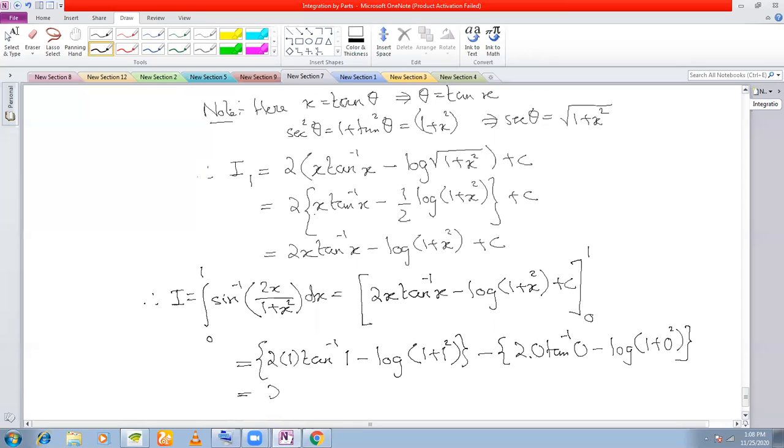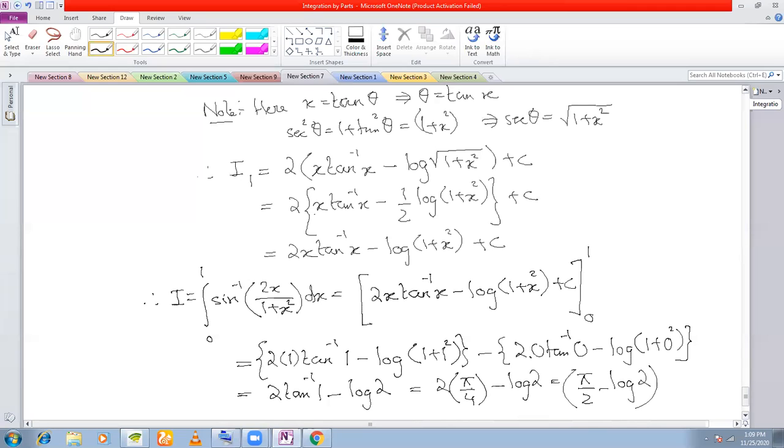So what are you left with? You're left with only 2 tan inverse 1 minus log 2, right? Tan inverse 1 you know is pi by 4, minus log 2. So ultimately you get simply pi by 2 minus log 2, that is your answer.